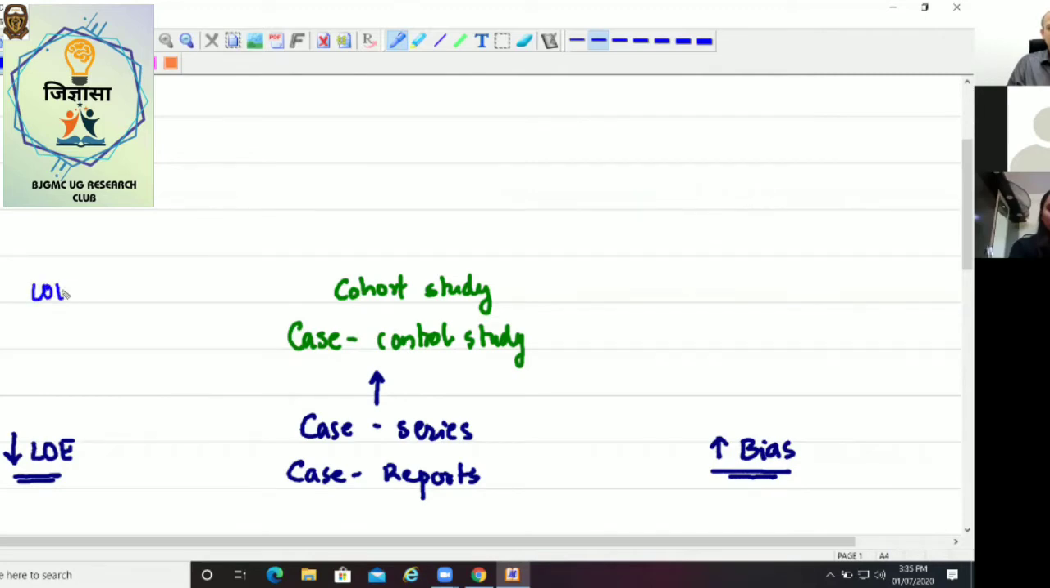Your level of evidence is better over here compared to over here. Your bias also, I would say, is lesser over here compared to over here. So this is better, but not the best. Also, if you want me to believe you, why don't you do this? Why don't you actually introduce the intervention? Now we will have to go to the next level, and the next level of study that I'll have to do is an interventional study.